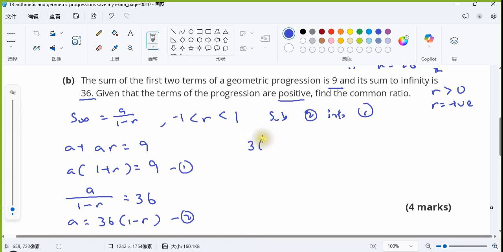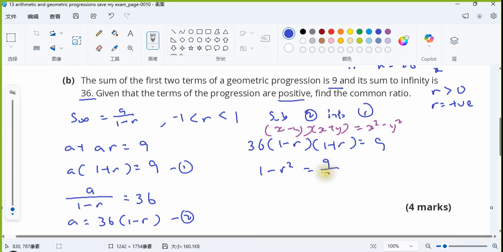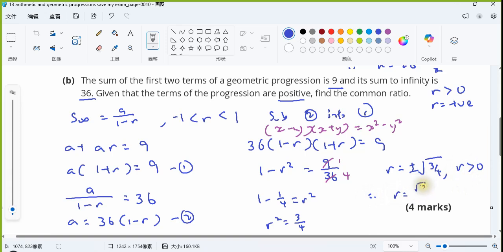So we sub equation 2 into equation 1. Then we have 36 times 1 minus r times 1 plus r equal to 9. We know that x minus y times x plus y is x squared minus y squared. So we have 1 minus r squared equal to 9 over 36, so 1 over 4. So r squared equals 3 over 4. So r equals plus or minus square root of 3 over 4, but r is greater than 0. Therefore, r is square root 3 over 2.